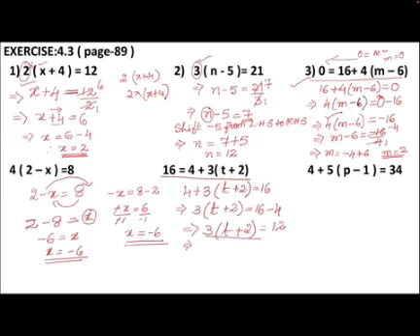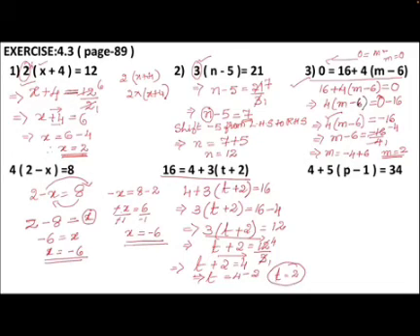Now I'm going to shift 3 to the RHS denominator. So t plus 2 equals 12 divided by 3. So cancel, 3 ones are 3, 3 fours are 12. Now what do we have? t plus 2 equals 4. Shift 2 to RHS. So t equals 4 minus 2. Final answer, t equals 2 is your answer.